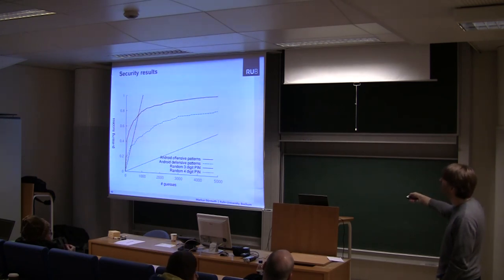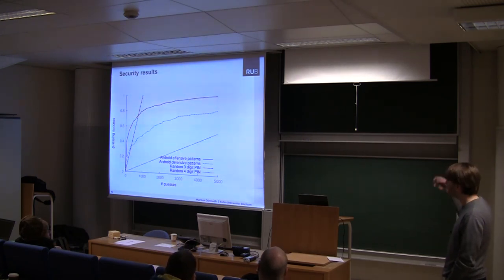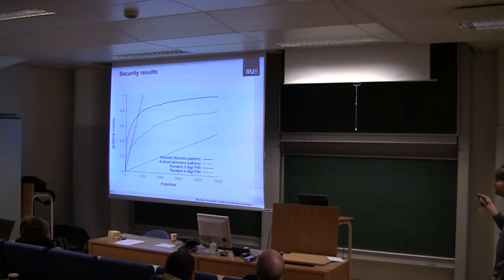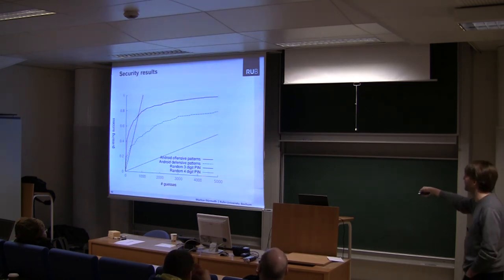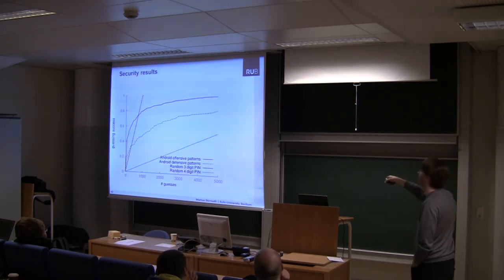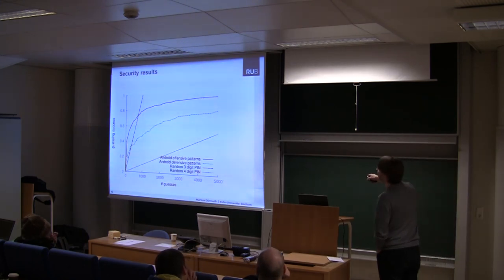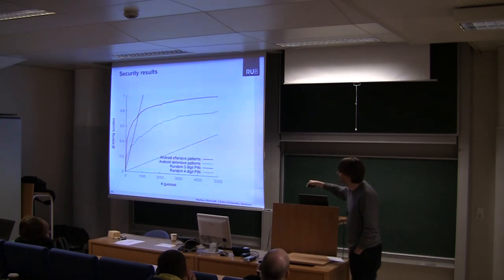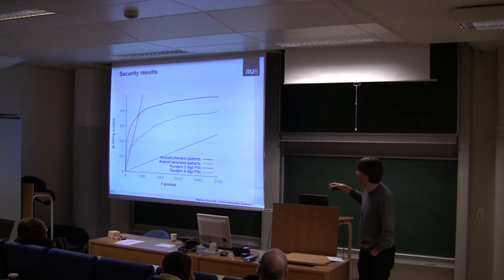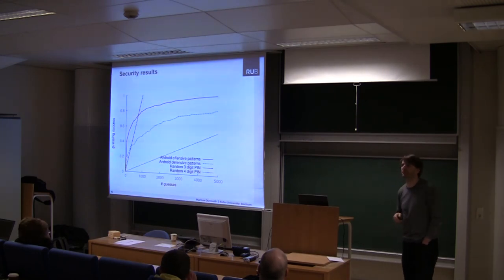For reference, we have the guessing success for random 3- and 4-digit pins. So if you are choosing pins randomly, uniformly, not user chosen. And of course, for 3-digit pins with 1,000 guessing attempts, you have a success rate of 1. And with 5,000 for 4-digit pins, you have a success rate of 50%. And you can see that for a small number of guessing attempts, even the defensive patterns are weaker than randomly chosen 3-digit pins.